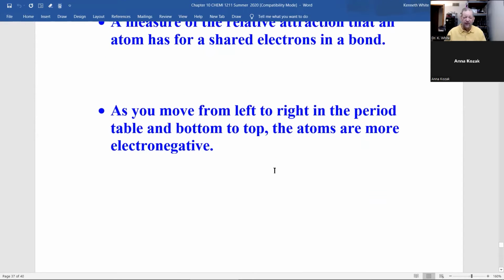And how do you find electronegativity? When you move from left to right in the periodic table, and from bottom to top, the atoms are more electronegative. Again, when you move left to right, and bottom to top, atoms are more electronegative. I should say elements, really. And let's look at a periodic table.